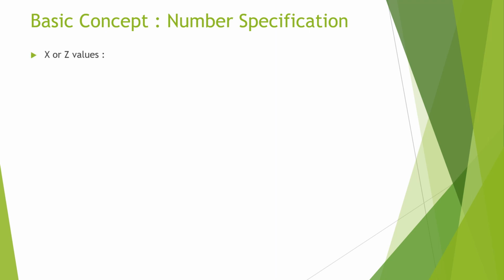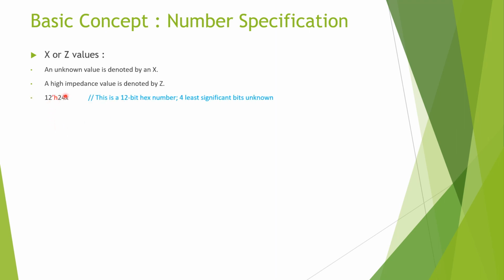Verilog supports X and Z values. An unknown value is denoted by X and a high impedance value is denoted by Z. Let's take an example: 12'h24X. This is a 12-bit hexadecimal number. Here the 4 least significant bits are unknown. Let's take a second example: 6'hX. This is a 6-bit hexadecimal number. All 6 bits are unknown. Third example: 32'bZ. This is a 32-bit high impedance number which is in binary.